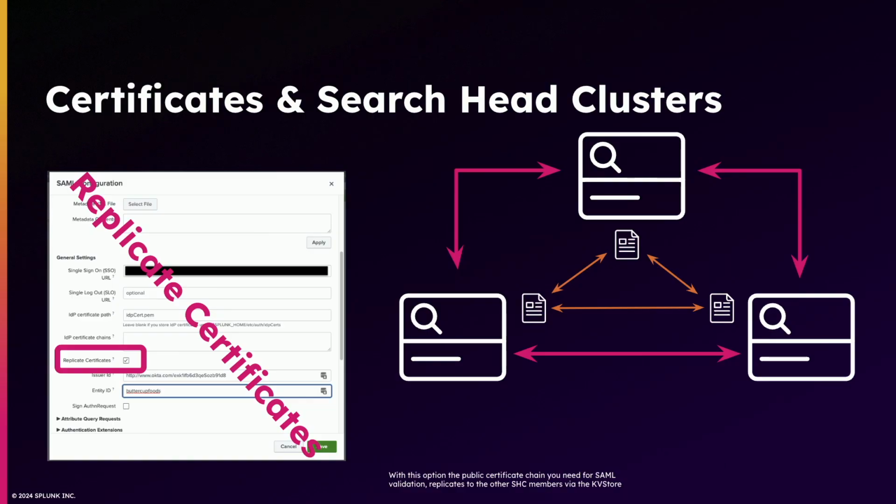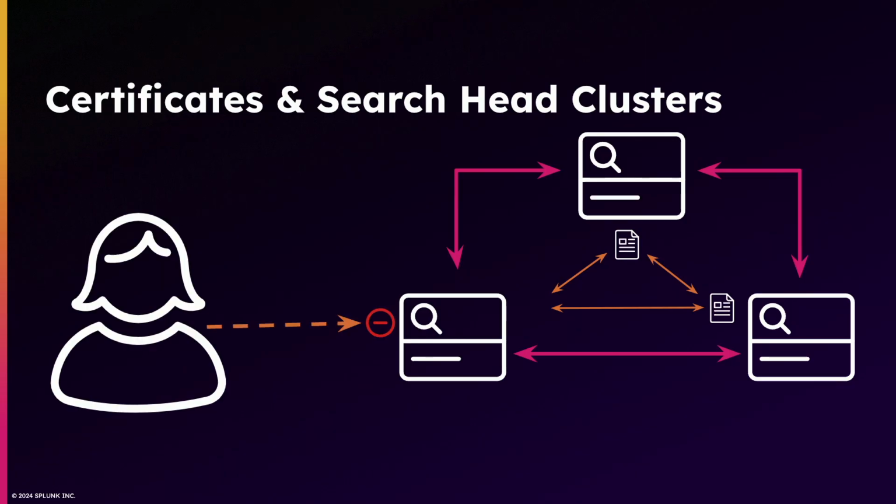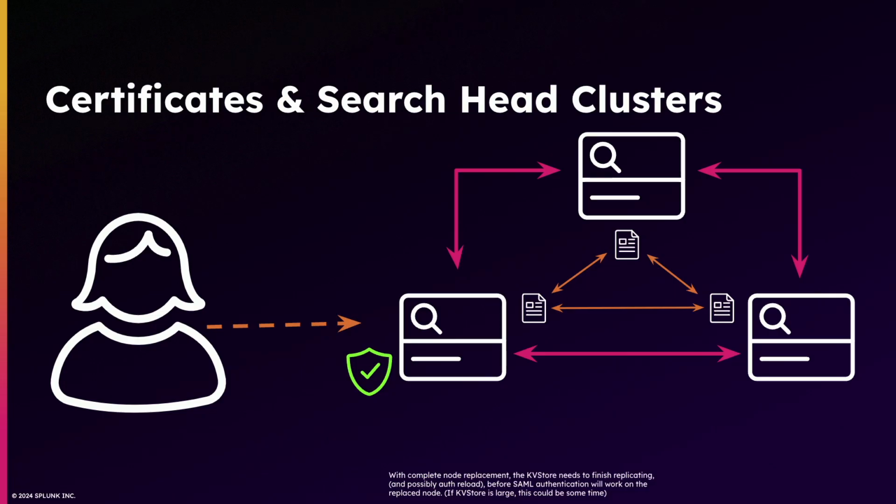There's actually a fun little edge case of this, though. What happens when a search head cluster member dies and you have to replace it? Well, if you rebuild the search head cluster member, it might take time for the KV store to replicate, and while that KV store is replicating, people hitting that search head can't log in using SAML because the certificate isn't there yet. You have to wait until KV store is restored on that node, and then you can reload auth, and then you can go.